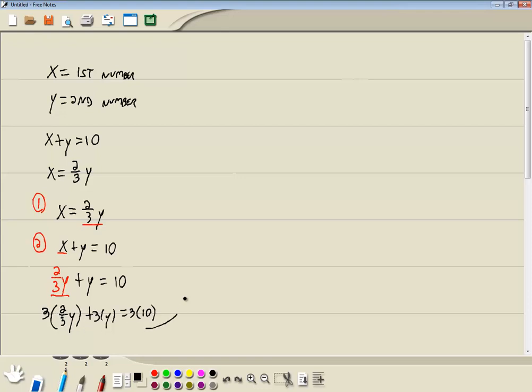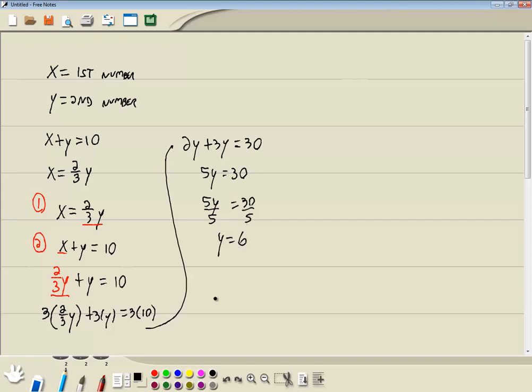Now those 3's cancel and gives us 2y plus 3y equals 3 times 10 is 30. Combine like terms, 2y plus 3y is 5y. You do that at any step. Technically, 2/3 y plus y are like terms, but it's a lot easier to get rid of the fraction first. Then our last step, divide both sides by the number in front of your y, so we divide both sides by 5. And we get y is equal to 6.